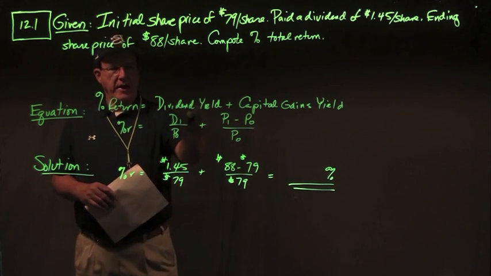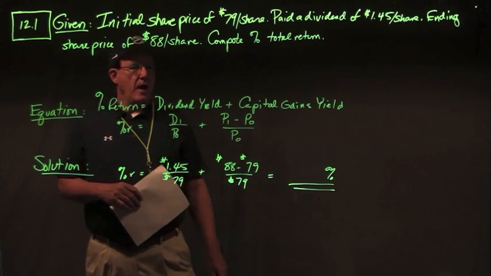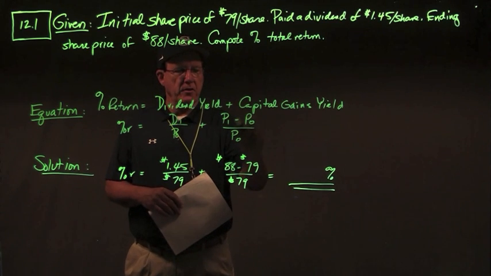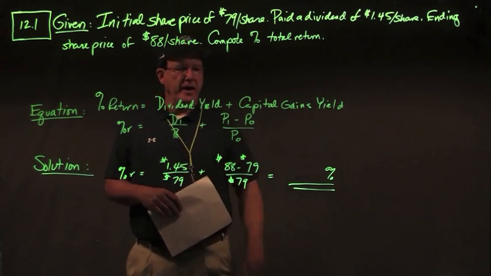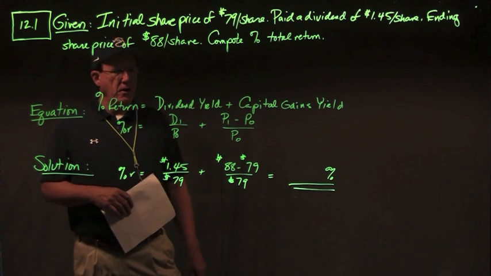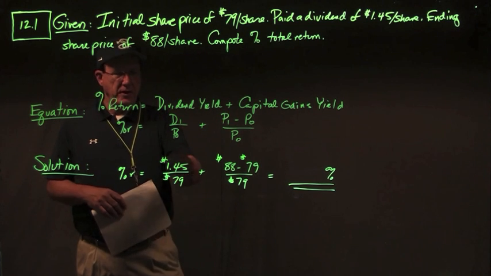So we're going to take the annual dividend divided by today's stock price, that's your dividend yield, plus capital gains yield, P1 minus P0 over P0. This is your price appreciation or depreciation during the year, called capital gains yield. Very simple problem. Total return is composed of these two elements.